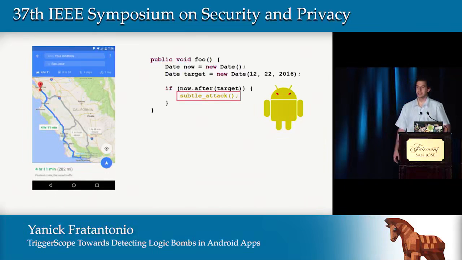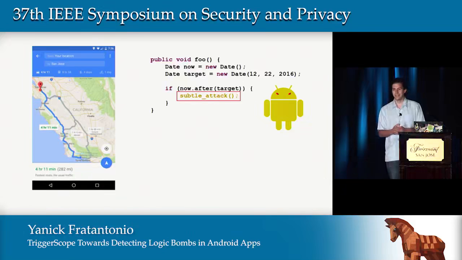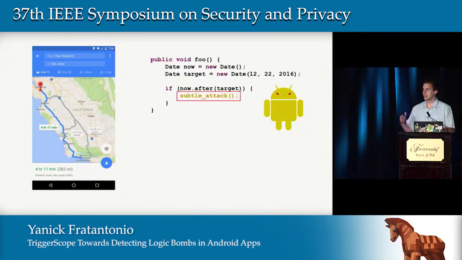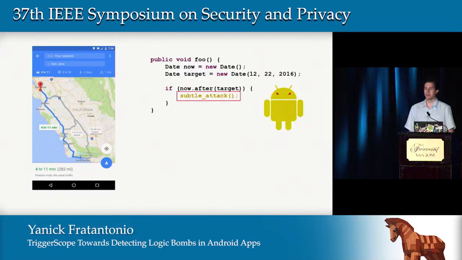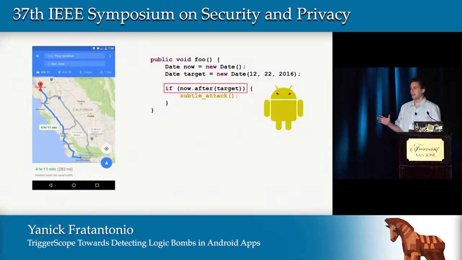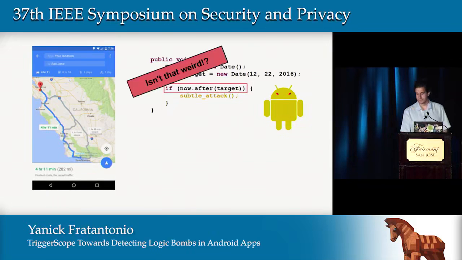Existing approaches have been focusing on finding and identifying malicious behavior, but again, in this kind of logic bomb, the threat model is so generic, and the malicious functionality can be so generic, that it's very, very difficult to encode what malicious is. For this reason, we chose a different approach. Instead of focusing on the behavior, as all the other tools, we actually focus on the check. Why do we do this? Think about this for a second. Even if we don't know what the subtle attack does, something happens only after December 22nd. Isn't that weird?